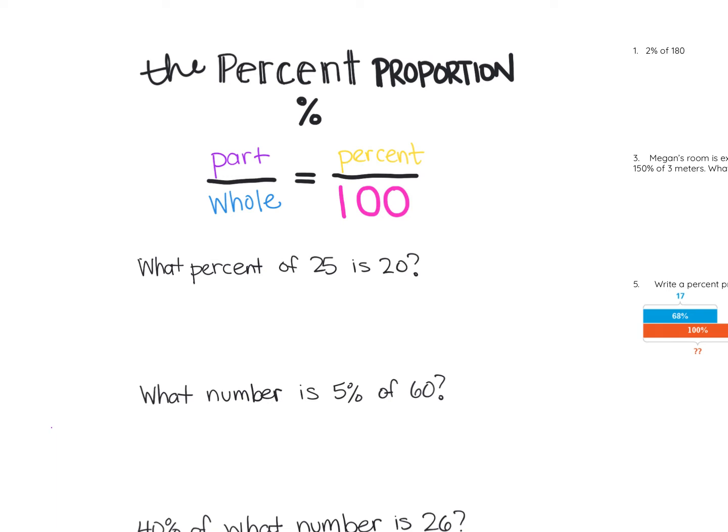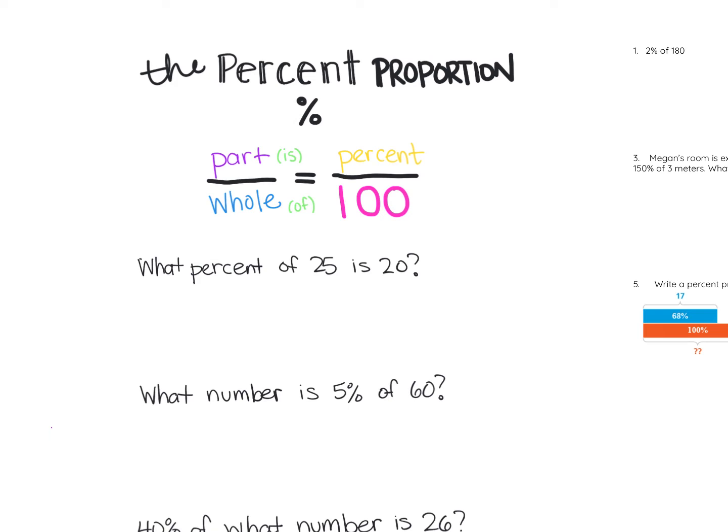You will often, not always, but you will see the word is when associated with the part and of associated with the whole, just like when we were talking about with the equation. So I want to go through how to solve these using the proportion instead of the equation itself.